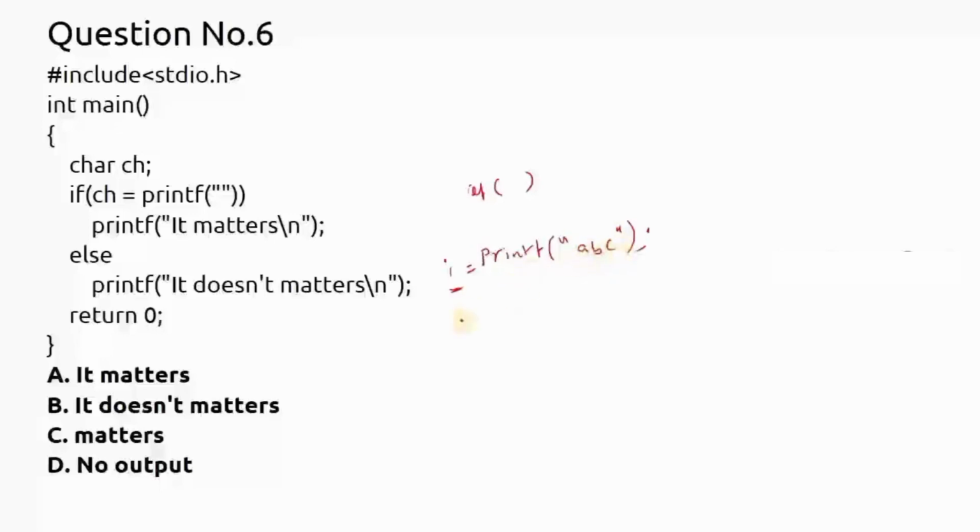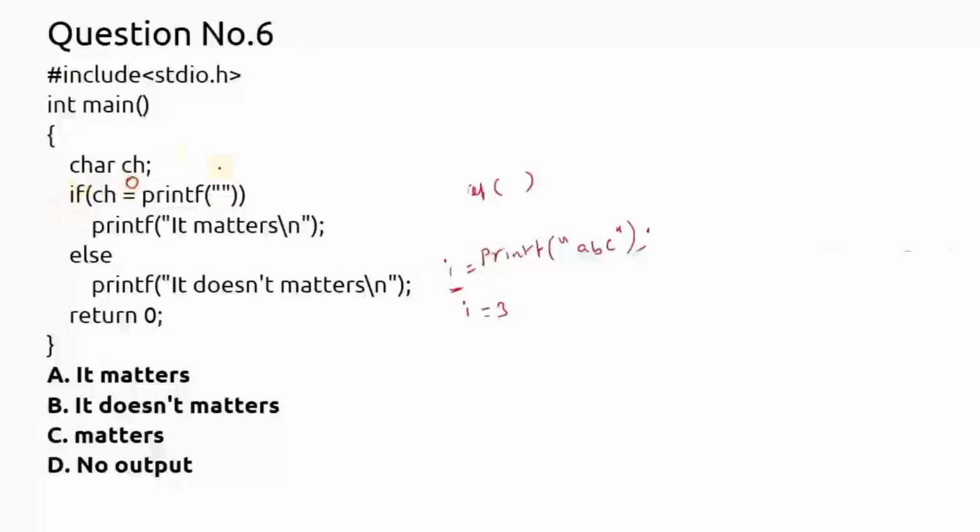So there are 3 characters, that's why the value will become 3. Now if you see here printf with double quotes, no characters are there, so the count of the characters is 0. So the 0 value will be assigned to ch. The value of ch is 0.